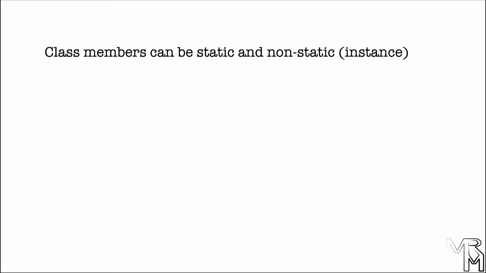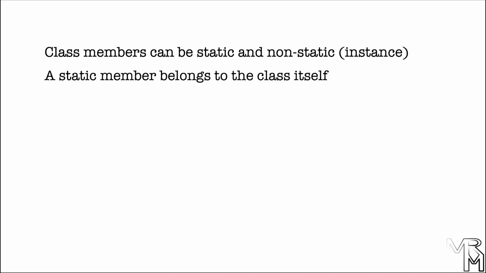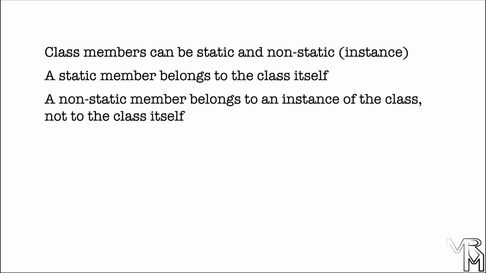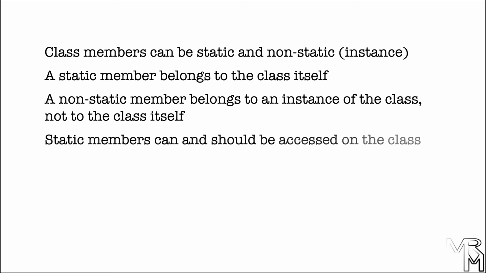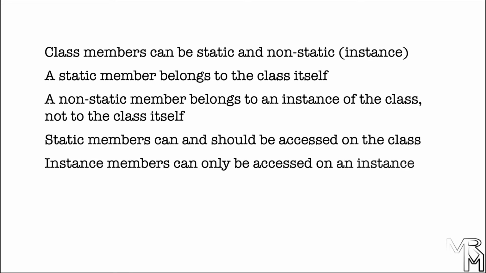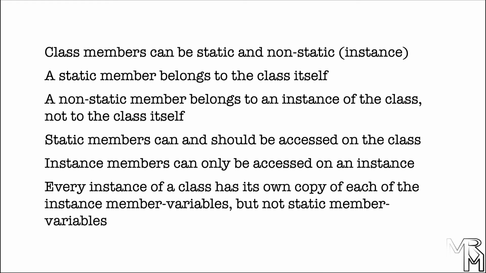Class members can be static and non-static or instance. A static member belongs to the class itself. A non-static member belongs to an instance of the class, not to the class itself. Static members can and should be accessed on the class. Instance members can only be accessed on an instance. Every instance of a class has its own copy of each of the instance member variables. However, there's only one copy of each static member variable, which makes static variables sort of shared among all instances of the class.